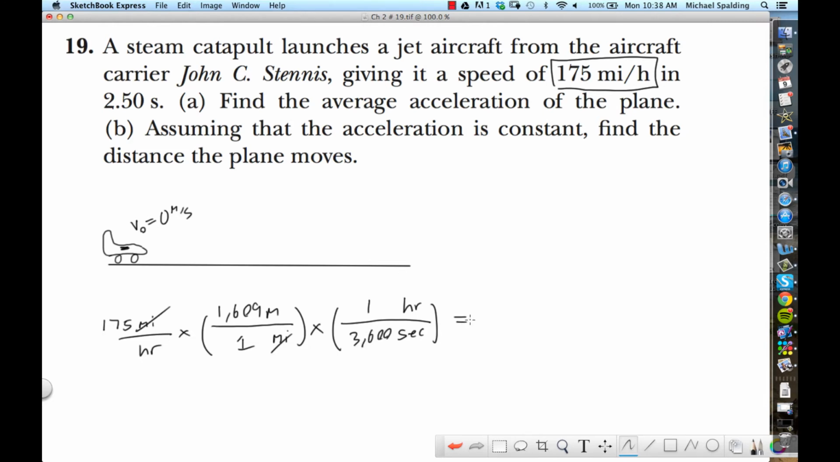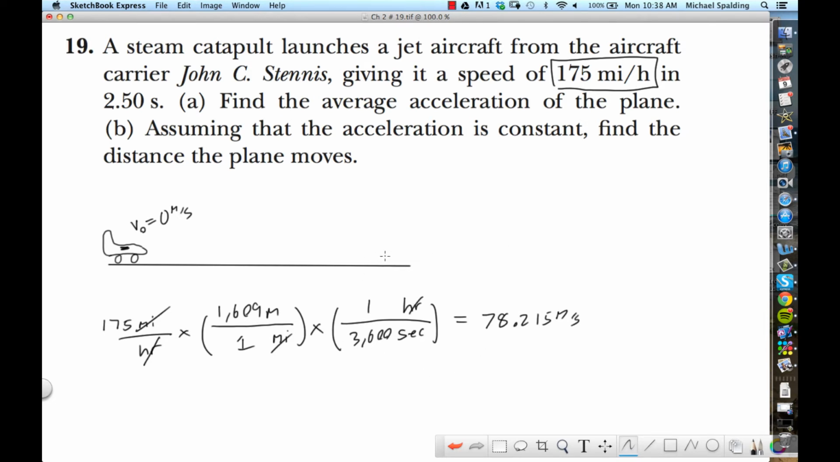So 175 miles per hour is 78.215 meters per second. So see here, the miles cancel, the hours cancel, and you're left with meters per second.